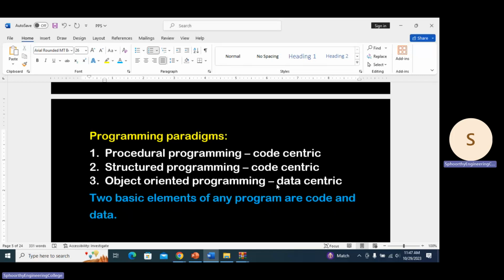And the fact is, out of these two basic elements, code and data, which one is more important? Obviously data is more important, right? Why is data more important than code? We will have an elaborated discussion in one more exclusive video lecture, to understand which one is more important, code or data. So that will be covered in an appropriate video lecture. As of now, what are the three fundamental programming paradigms? Procedural programming, structured programming, object oriented programming, right? And the C programming language comes under structured programming language.